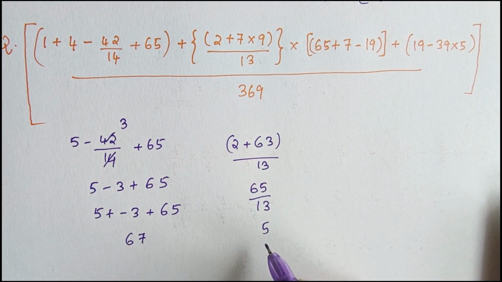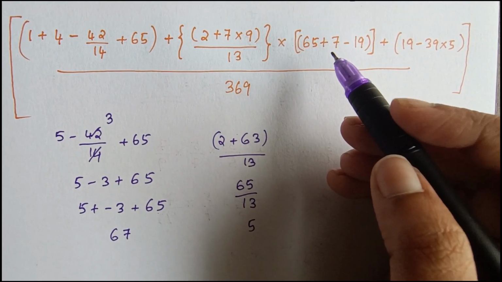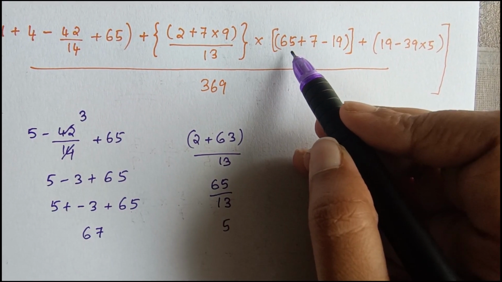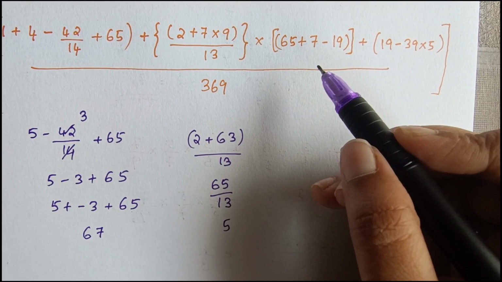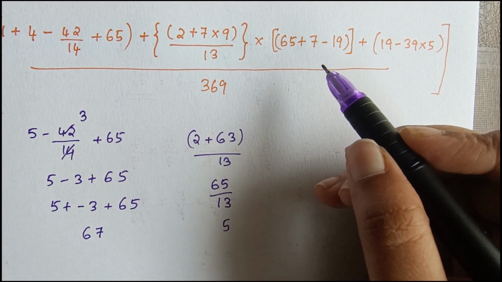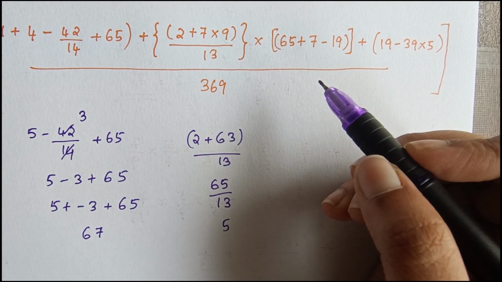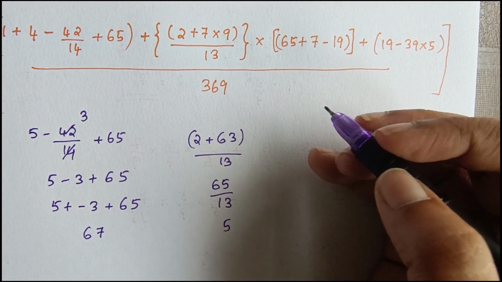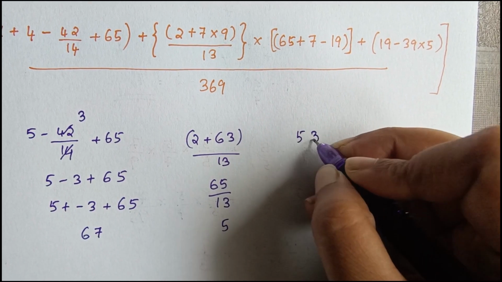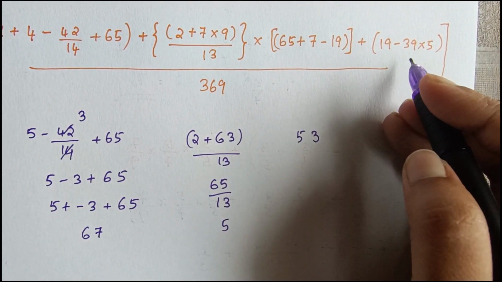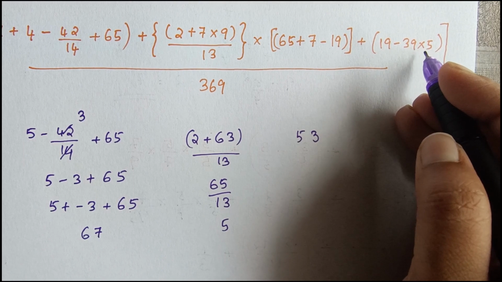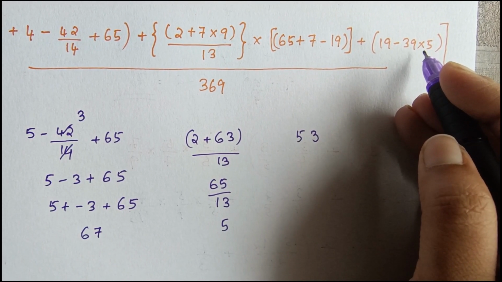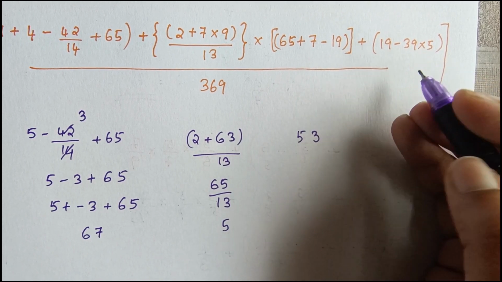Next bracket is 65 plus 7 minus 19. First addition: 65 plus 7 is 72. 72 minus 19: 72 minus 10 is 62, minus 9 is 53. Next bracket is 19 minus 39 into 5. First you multiply 39 into 5, that is 195. 19 minus 195 is minus 176.